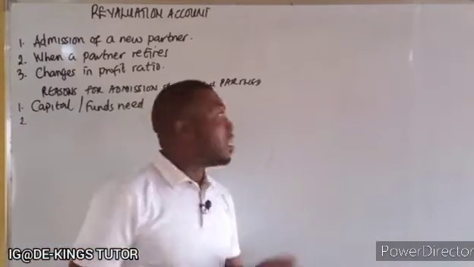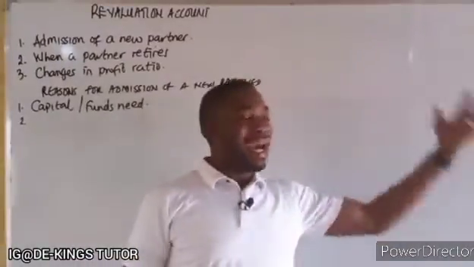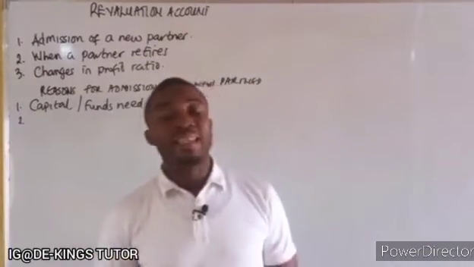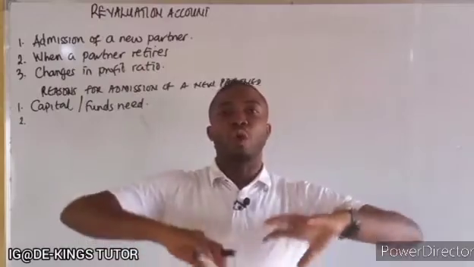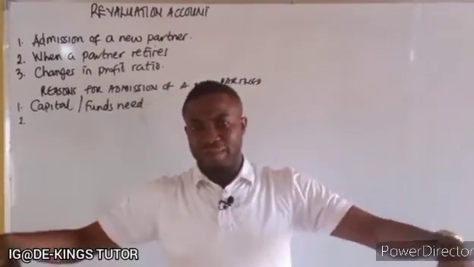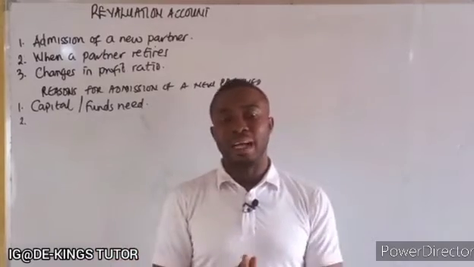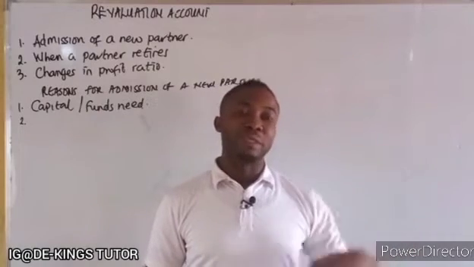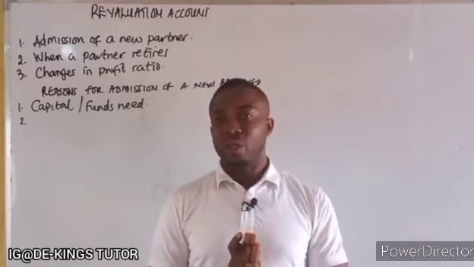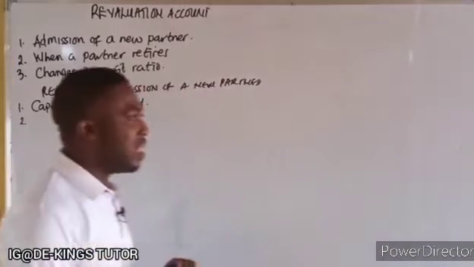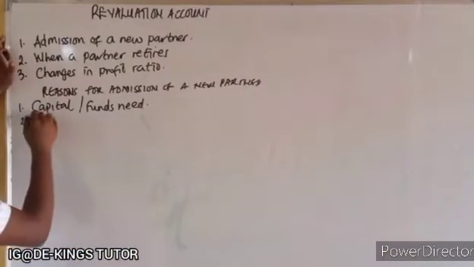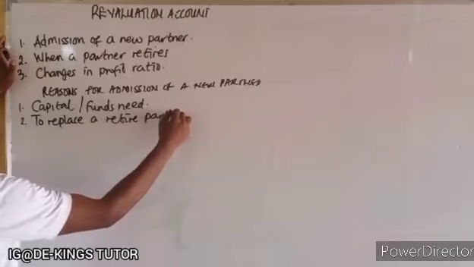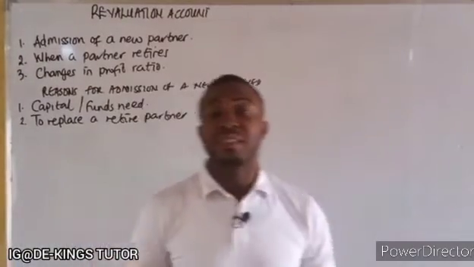Now, one of the reasons why a partnership business might admit more persons into that partnership is that they will be in need of capital, or they need funds in order to open other branches of that business. Okay, in order to boost their capital. So definitely, they know that it might not come from them, so they might want to admit a new partner that will bring in capital to boost that business. So that's one of the reasons for admission of a new partner. The second one is to replace a retired partner.